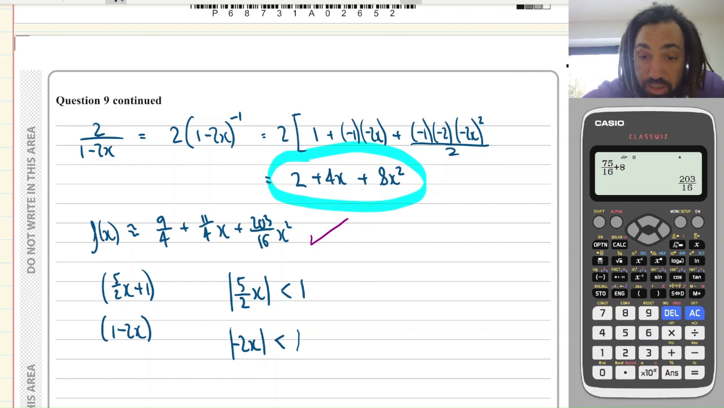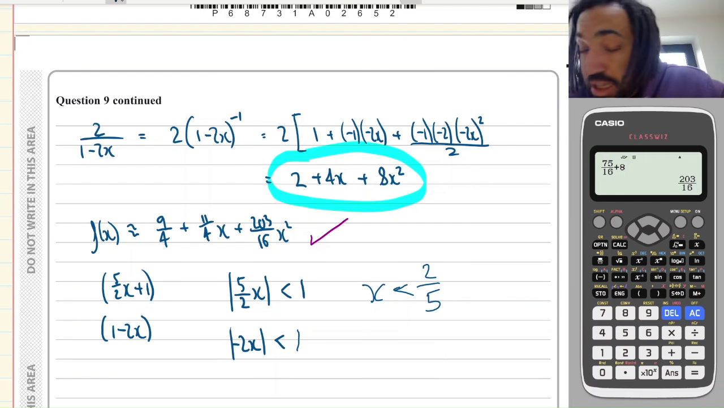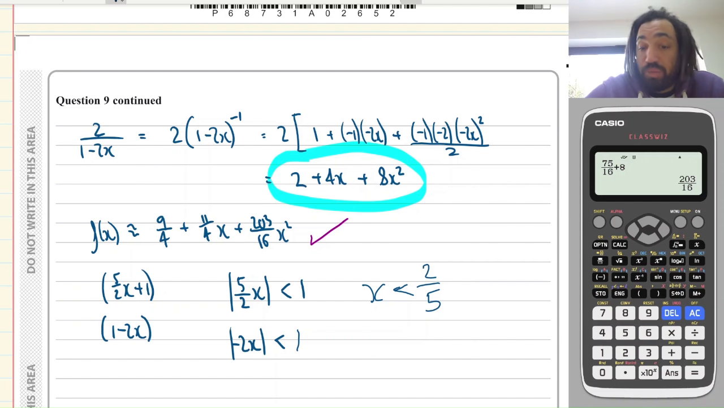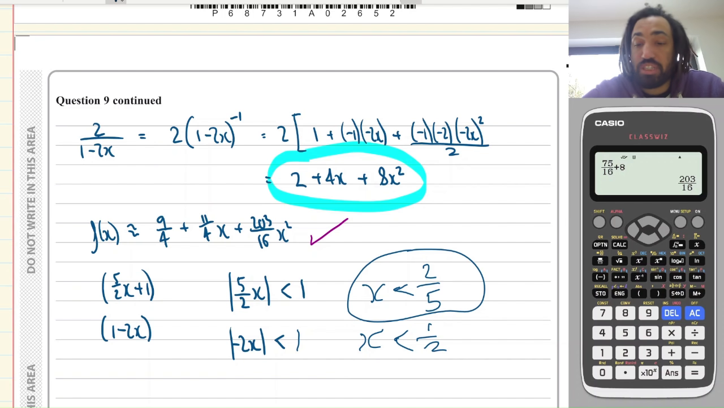So multiplying through, we're going to get x is less than, times by 2 divided by 5, so 2 over 5. And over here, the negative we can disregard because it's inside a modulus bracket. So we would get x needs to be less than a half. So they have to be both of those, and because this one is smaller, we need to select this one. So it's going to be less than 0.4 and less than 0.5. So overall, it has to be definitely less than 0.4.